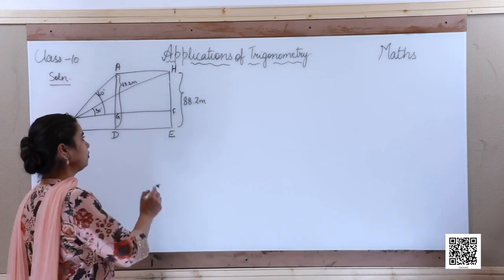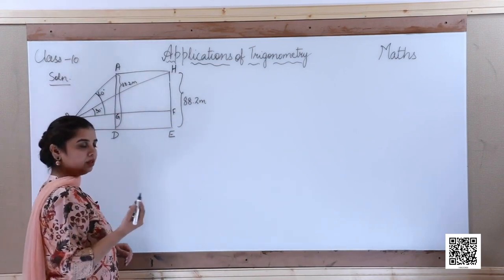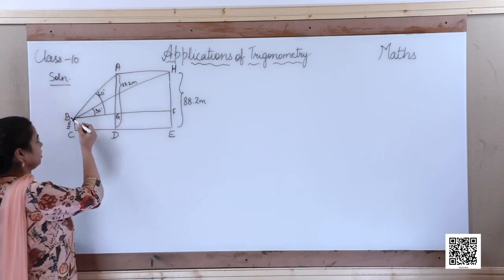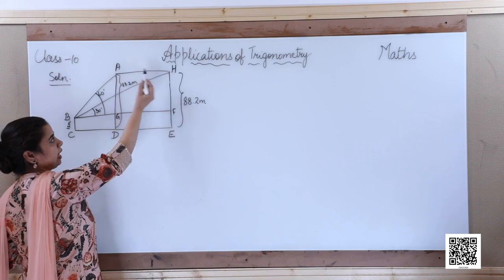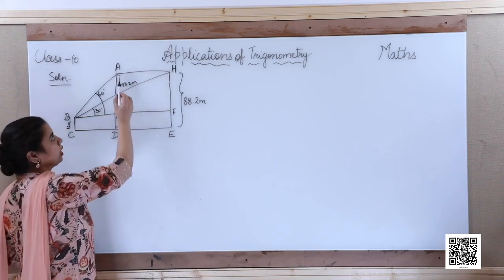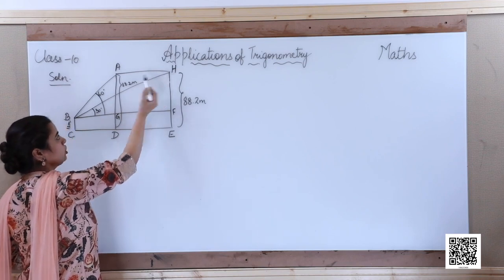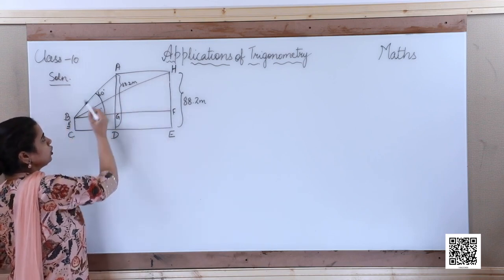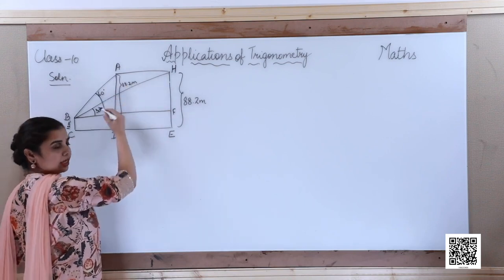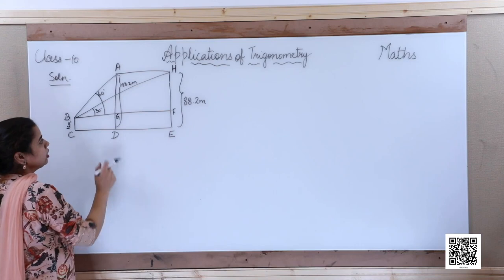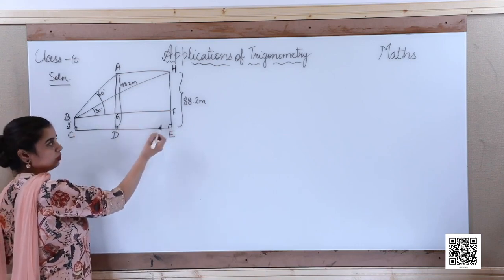So children, here we have drawn this figure to explain the position that is given in the question. This is the girl who has spotted the balloon. The first position is A and the second position is H. We have to find the distance travelled by the balloon, that is AH. The angle of elevation of the first spot is 60 degree and the angle of elevation of the second spot is 30 degree. Here children, these three lines are perpendicular to the ground, right?